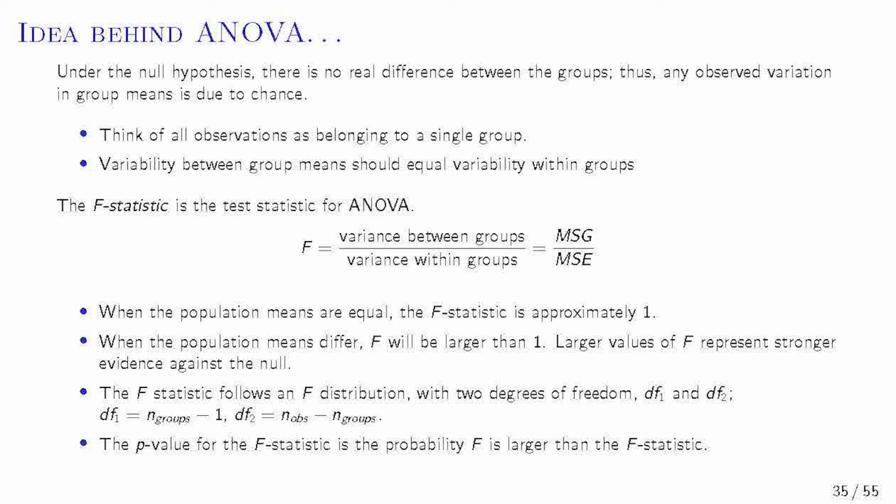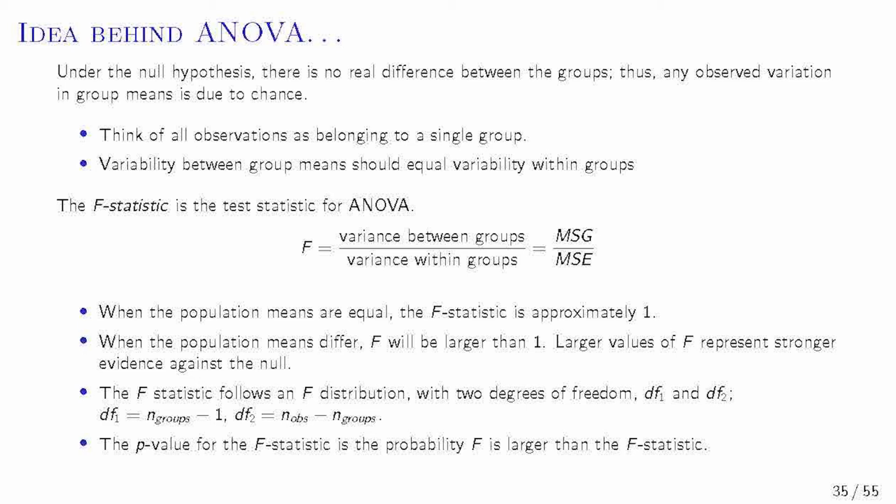How are we going to do this? Well, the test statistic for the ANOVA is an F statistic. And that's the ratio of the variance between groups to the variance within groups. So MSG divided by MSE. When the population means are equal, then the F statistic is going to be approximately 1. When the populations differ, F will be larger than 1. Larger F values represent stronger evidence against the null.